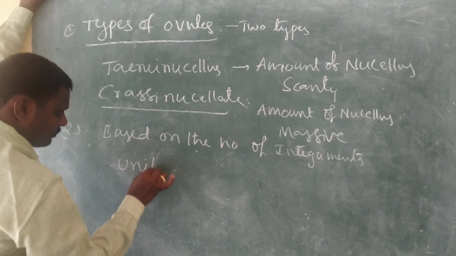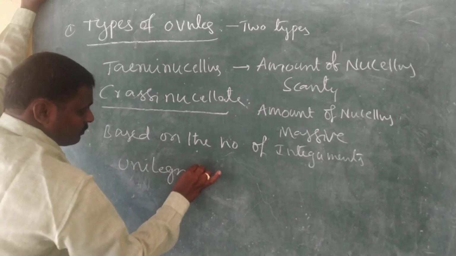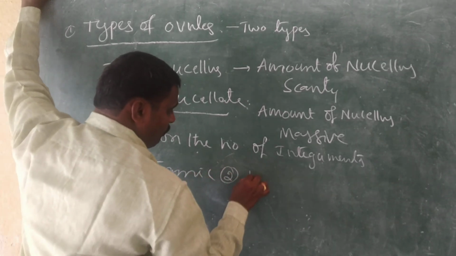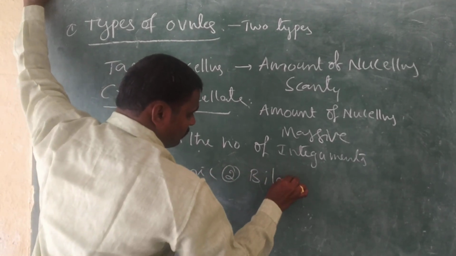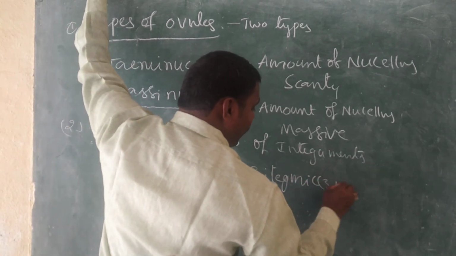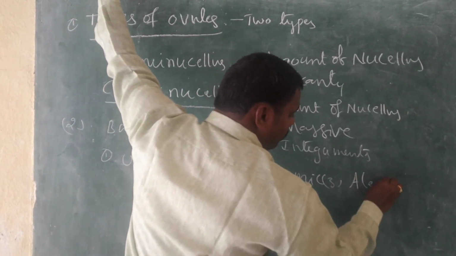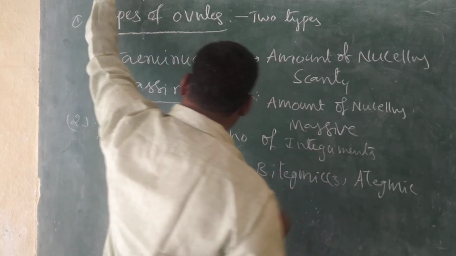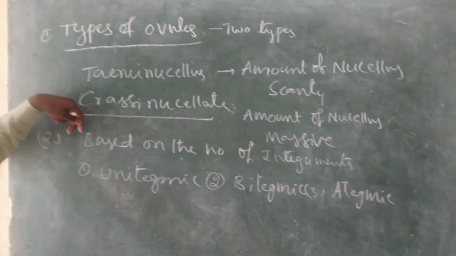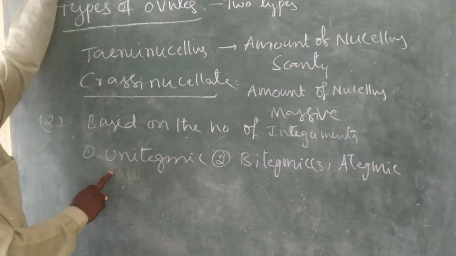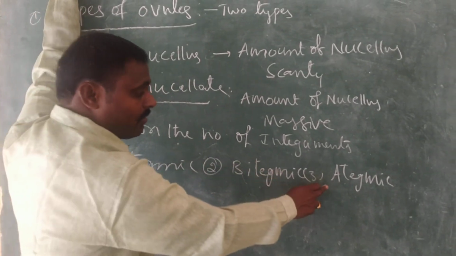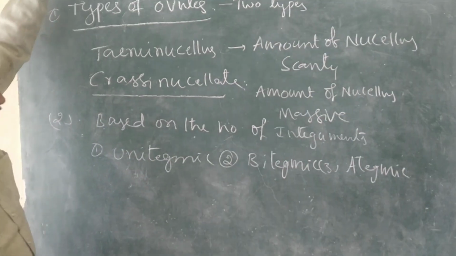Unitegmic ovules, this is the first one. And the second one is a bitegmic ovule. And the third one is ategmic ovule. Based on the number of integuments, ovules are how many types? Three types. What are those three types? The first one is unitegmic ovule, the second one is bitegmic ovule, and the third one is ategmic ovule.